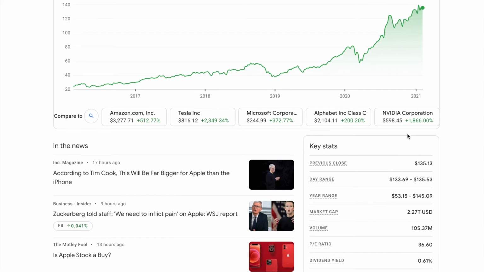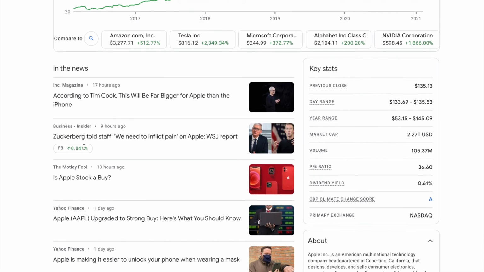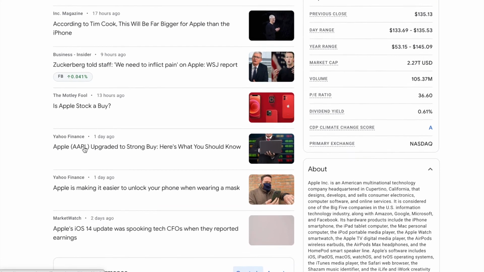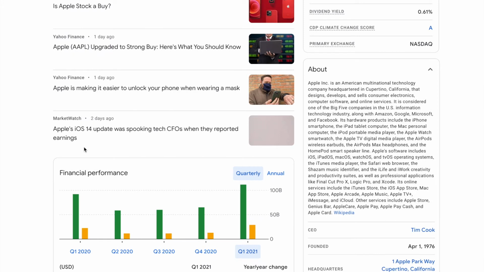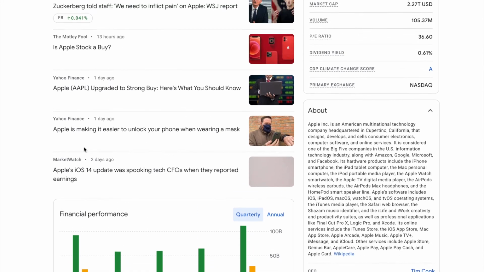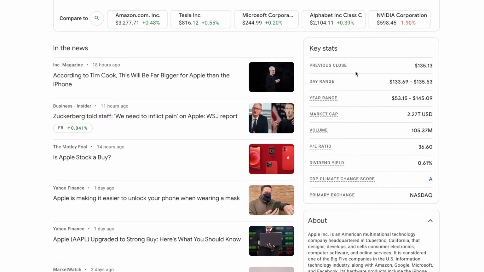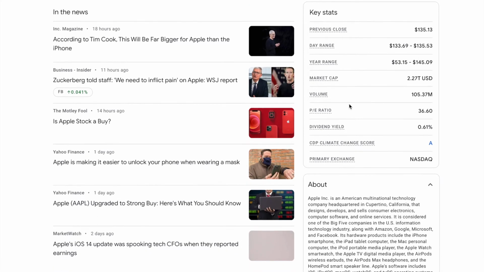Now this is the top part of the stock chart, but as you scroll down, you can see that there's two notable things: key stats and in the news. News is important for stocks because if good news comes out, it is likely that more people will buy the stock and more people will invest in the company. Key stats, it gives you basic information of the company's stock.